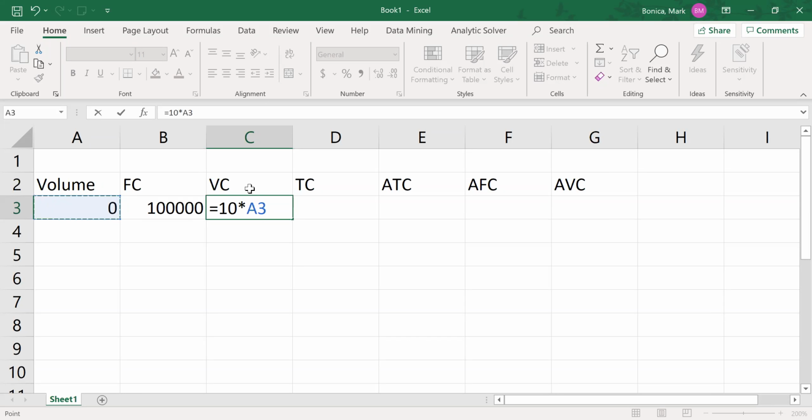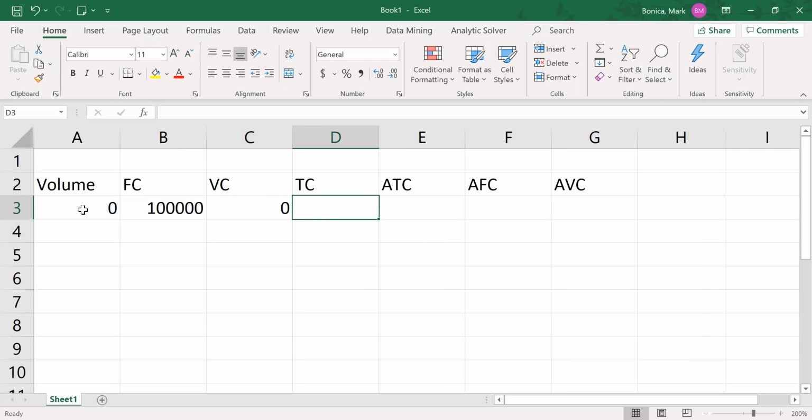This cell here, where VC is, would be C2, which I didn't mean to do. All right, clear that. I'm going to go back and choose A3. So this is going to say 10 times whatever the value in A3 is. Since the value in A3 is 0, we're going to wind up with 0.